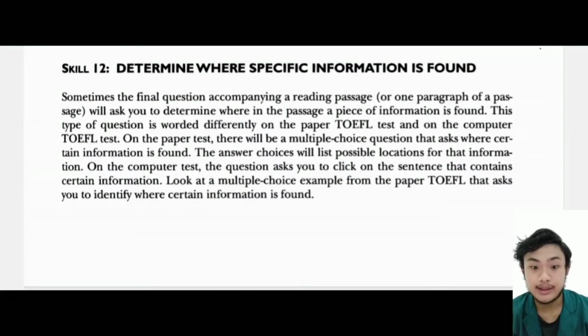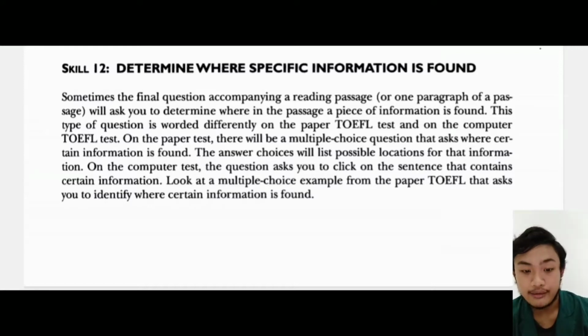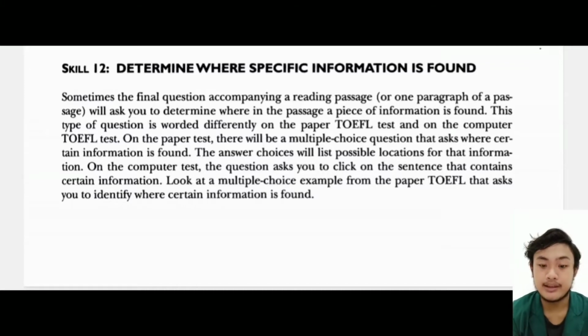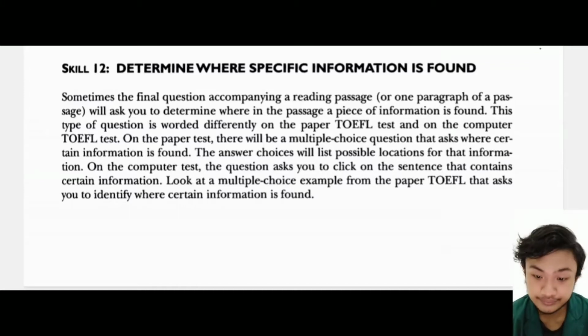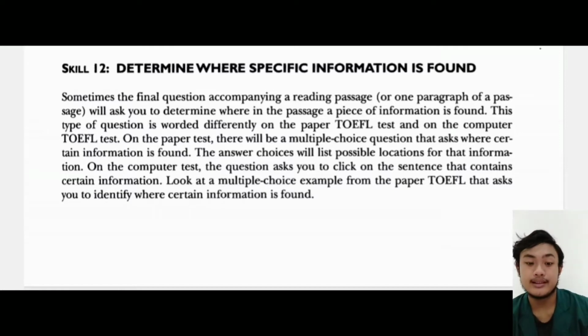Skill 12. Determine where specific information is found. Sometimes the final question accompanying a reading passage or one paragraph of a passage will ask you to determine where in the passage a piece of information is found. This type of question is worded differently on the paper TOEFL test and on the computer TOEFL test.